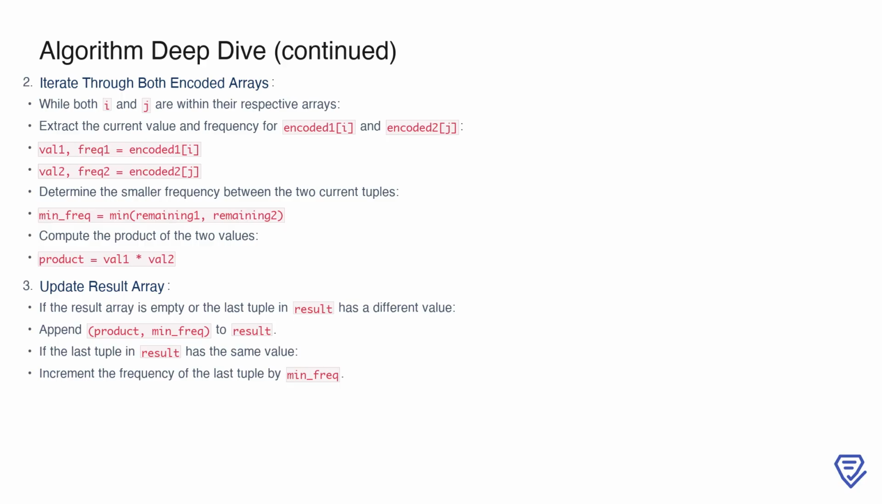Using these values, we compute their product as val1 * val2. To store this result, we check the result array. If it's empty or the last tuple in the array has a different value, we append a new tuple, (product, min_frequency). On the other hand, if the last tuple in the result already has the same value as the product, we simply increment its frequency by min_frequency. This process ensures the output remains in a compressed, run-length encoded format.